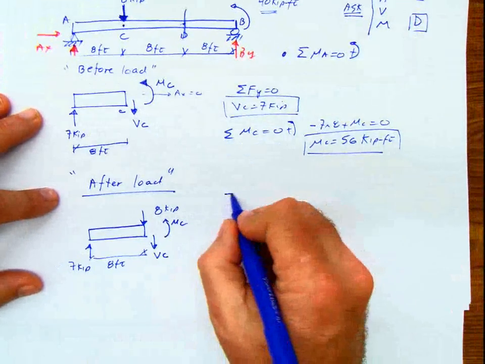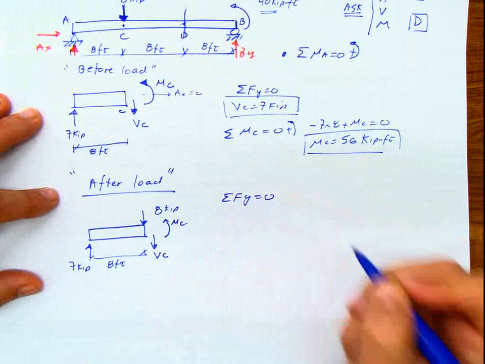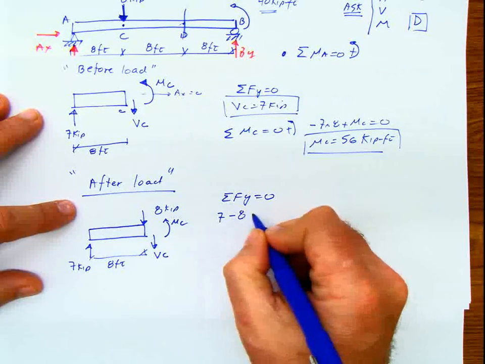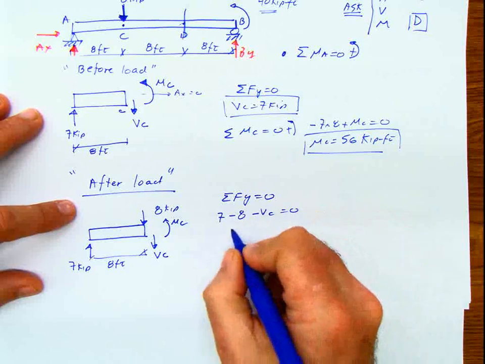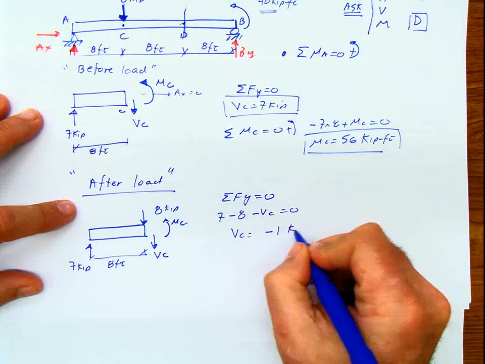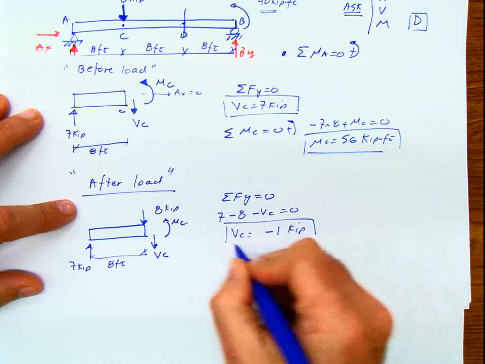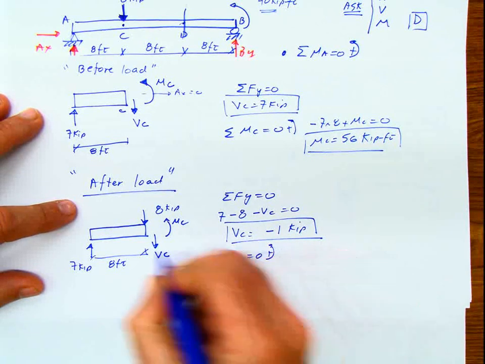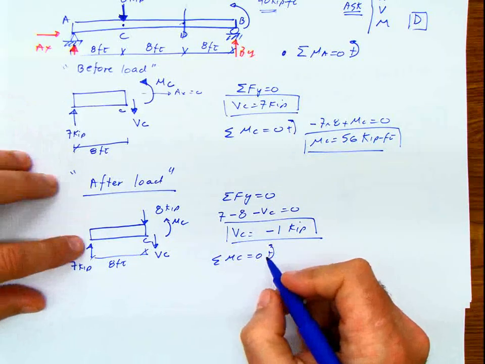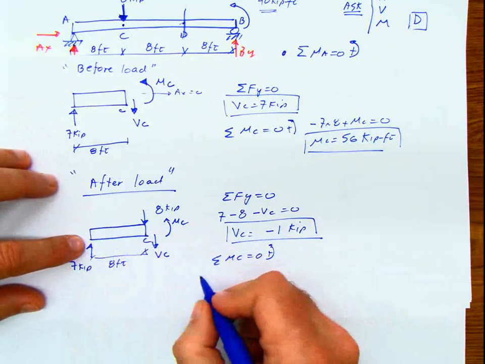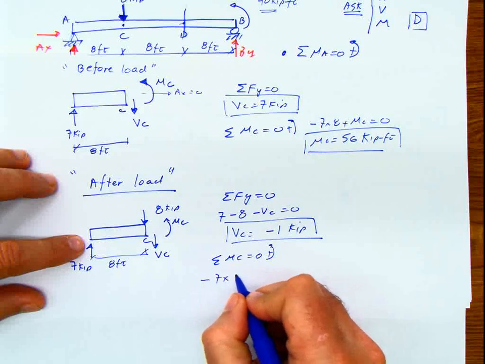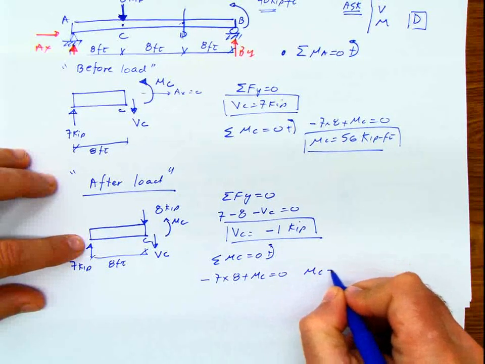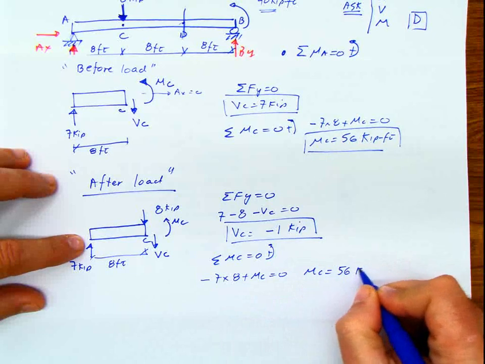If I do summation of forces in Y equals 0, then I get 7 kip minus 8 kip minus VC equals 0. So VC is negative 1 kip. And if I do summation of moments at C equals 0, then you get negative 7 times 8 plus MC equals 0, so MC equals 56 kip-feet.